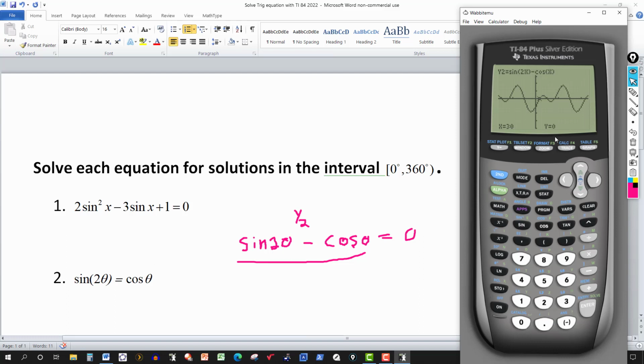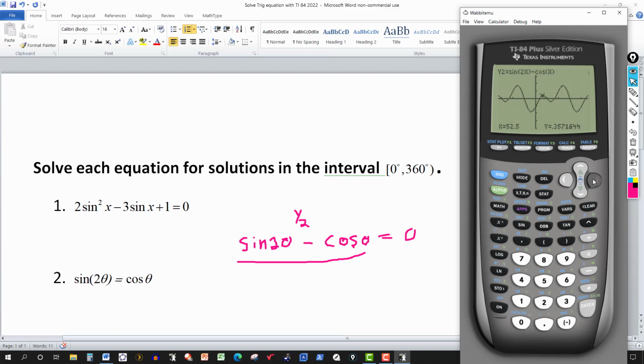As soon as you see 0, now if you cross that point and it gives you a value, but this is not 0, that tells you it doesn't have an exact answer, so you have to use another method. But for right now, we get that value. So one solution there is 30 degrees.